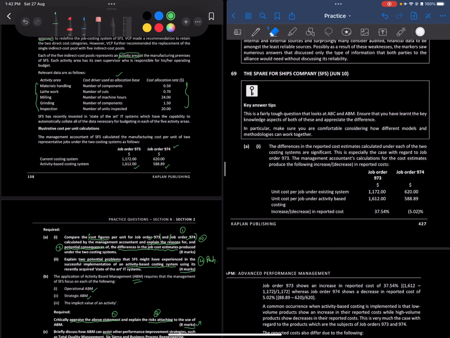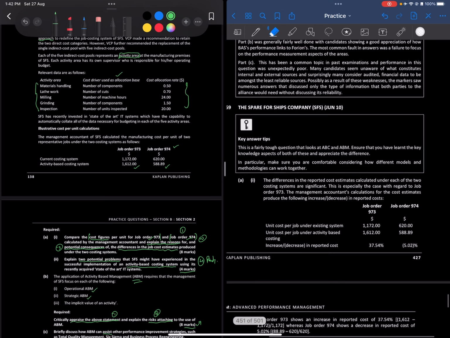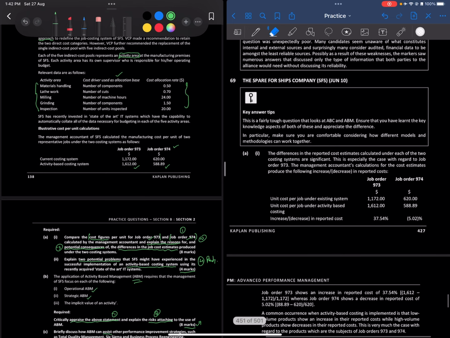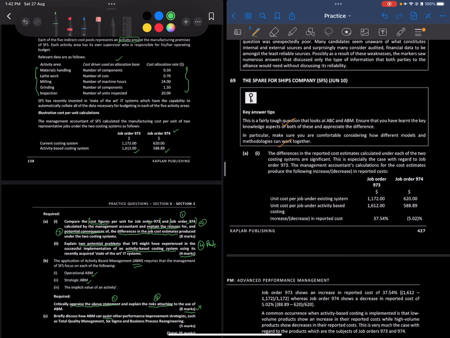Right, so for that let's read through the key answer tips as well. First of all, this is a fairly tough question that looks at ABC and ABM, right? It looks at ABC and ABM, so ensure that you've learned the key concepts of both and appreciate the difference. In particular, make sure you're comfortable considering how different models and methodologies work together. They're referring to the part C requirement, I guess.